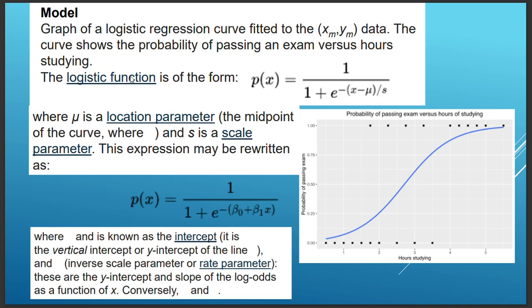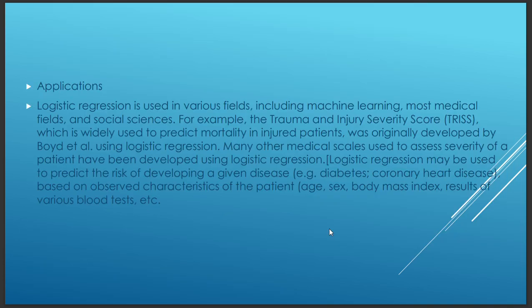You can see this logistic regression: p(x) = 1 / (1 + e^(-(x - mu)/s)). p(x) is the probability, where we use the location parameter. Here the intercept is calculated. This is the logistic regression, and these are logistic regression applications.